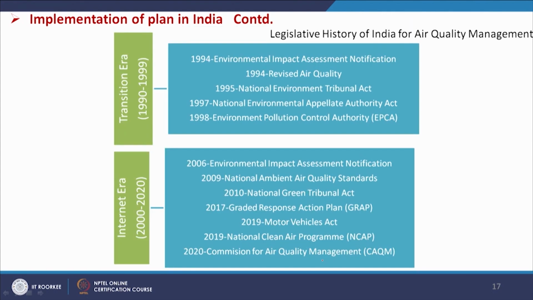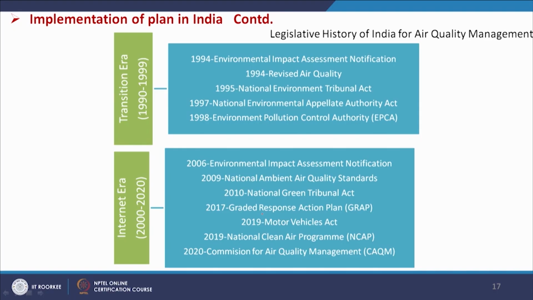So, this is the transition era, 1992-1999: 1994 Environmental Impact Assessment Notification, 1994 Revised Air Quality, 1995 National Environmental Tribunal Act and 1997 National Environmental Appellate Authority Act, 1998 Environmental Pollution Control Authority establishment of this, and then the internet era 2000 to 2020: 2006 Environmental Impact Assessment Notification, 2009 National Ambient Air Quality Standards, 2010 National Green Tribunal Act, 2017 Graded Response Action Plan, 2019 Motor Vehicle Act, 2019 National Clean Air Program and 2020 Commission for Air Quality Management.